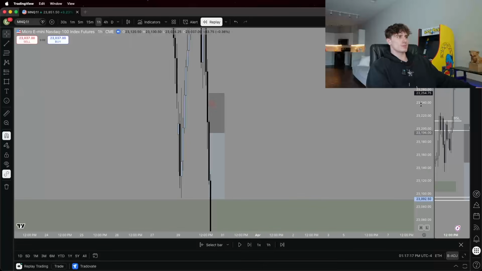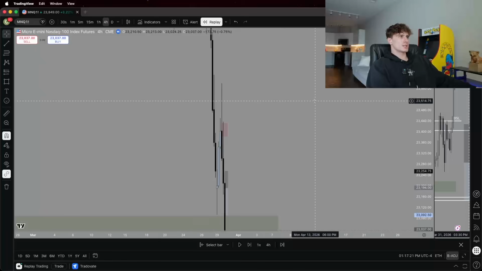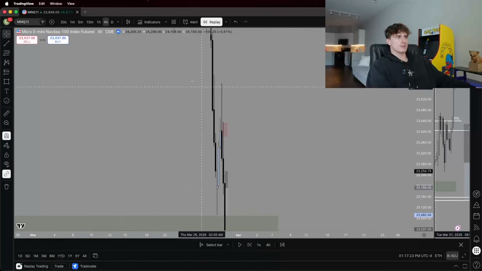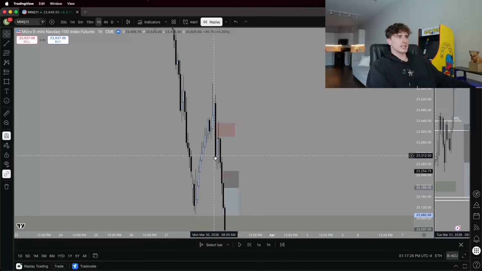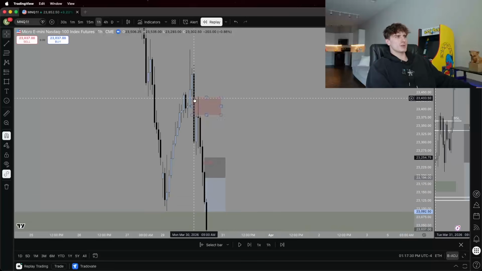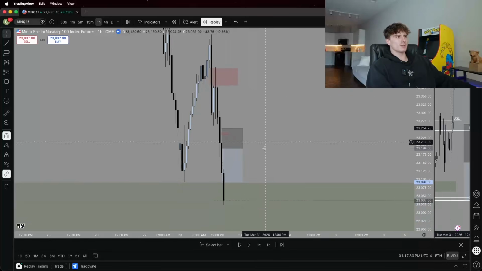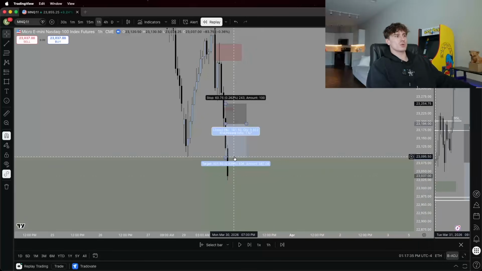This was also a PM session trade. Price came up. We respected this 4-hour gap right here, never closed above it. And then price immediately flushed down, had this beautiful hourly close. Price retraced into this 1-hour gap, immediately starts flushing again. And this draw was so clean.